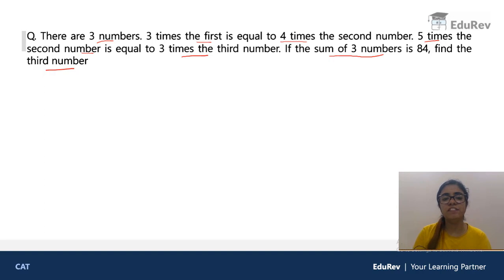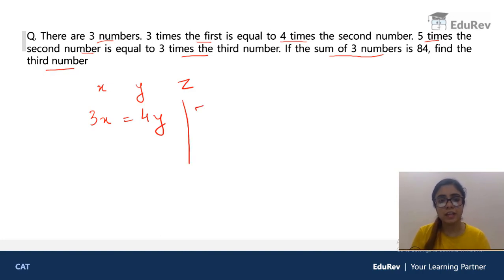Now what do they say? Let the first number be x, second number be y, third number be z. Now they are saying 3 times the first number is equal to 4 times the second number. So 3x is equal to 4y. They're also saying 5 times the second number is equal to 3 times the third number. I want to combine all three of them together. So this is 4y, this is 5y.